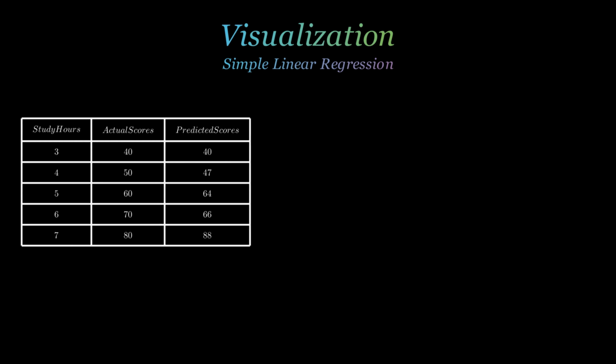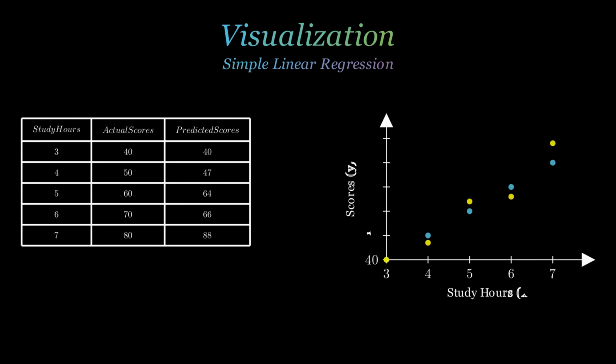We now plot these points on a graph, with each blue dot representing the student's score for the corresponding study hours, and a yellow dot represents the predicted score by the model. On the left, you can see the data in tabular form, and on the right, the scatter plot of these points.